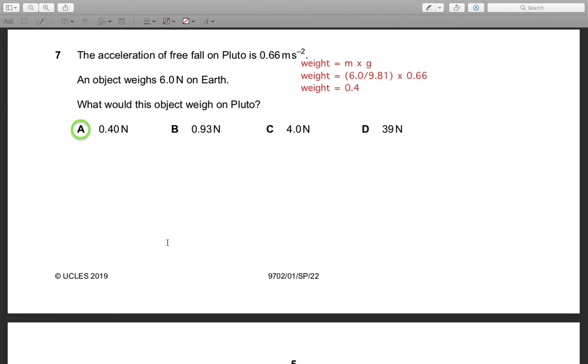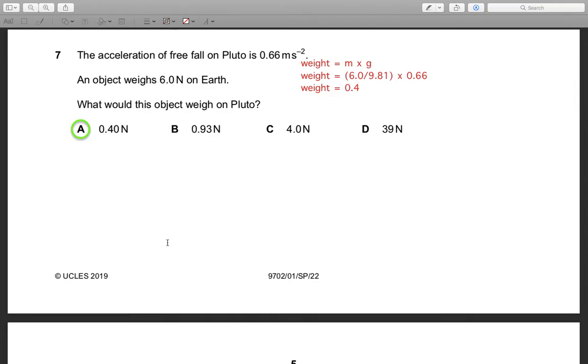Number 7, the acceleration of free fall on Pluto is 0.66 meter second minus 2. An object weighs 6.0 newtons on Earth. What will be the object's weight on Pluto? So we know the weight equals mass times g.